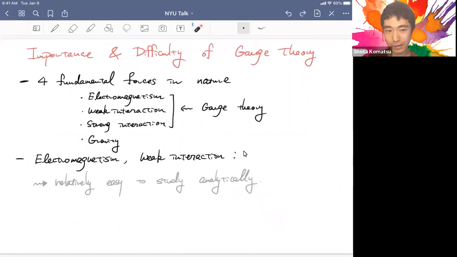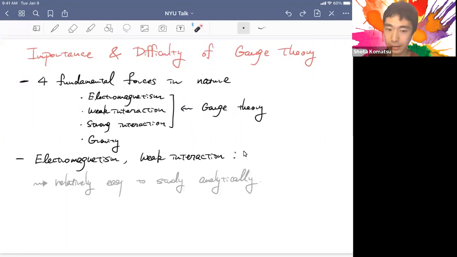Gauge theory is one of the most fundamental frameworks of modern theoretical physics. As you know, in nature there are four fundamental forces: electromagnetism, weak interaction, strong interaction, and gravity. Among those four, three of them are described by gauge theory. To be honest, gravity is also in some sense a gauge theory, but the gauge theory that I'm going to talk about today describes three of the four forces.